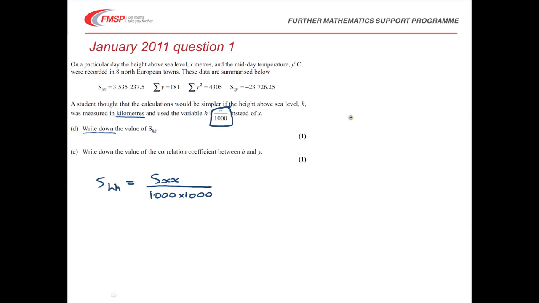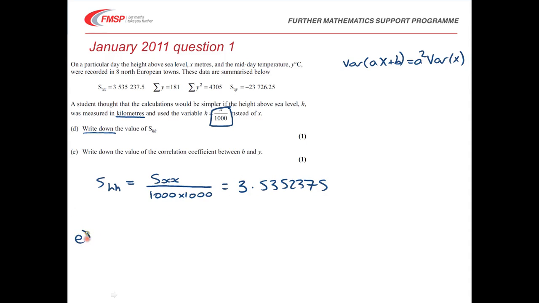Okay, so when you look at discrete random variables, you see this sort of statement. And that's effectively true for all of these SHHs and SXXs and things. So if you code these summatives, then they have the same behavior as variance. Okay, so when it says write down, you're dividing by a million, so this should be 3.5352,375.